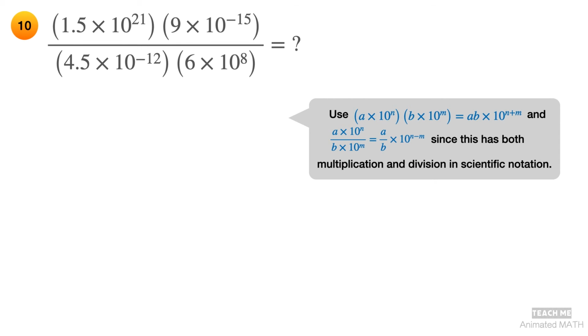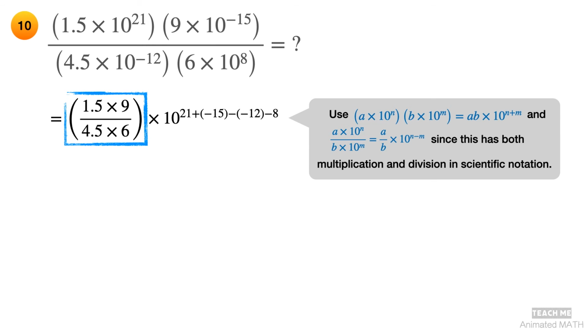For the last problem, let's extend your knowledge of scientific notation multiplication and division by performing the operations involving 4 scientific notation numbers. Multiply the coefficients from the numerator and divide it by the product of the coefficients from the denominator. Add the exponents from the numerator and subtract the exponents from the denominator. There are many sign changes here, so try to be careful in your computations.